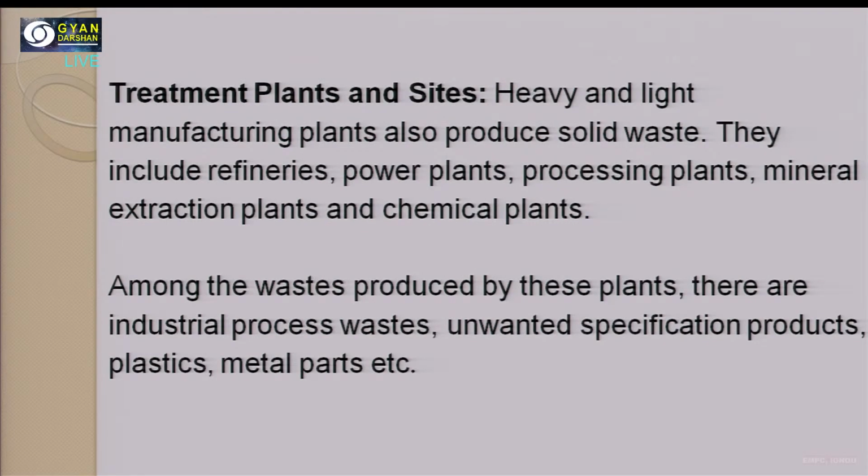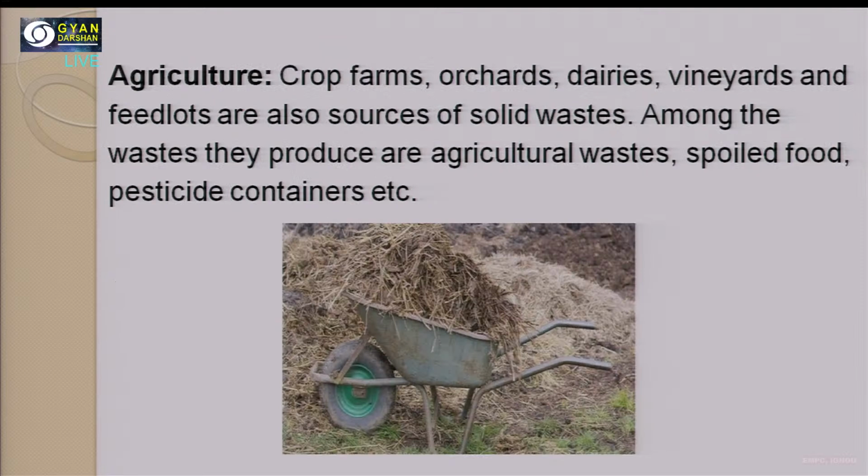Treatment plants and sites. Heavy and light manufacturing plants also produce solid waste. They include refineries, power plants, processing plants, minerals extraction plants, and chemical plants. Among the waste produced by these plants, there are industrial process waste, unwanted specification product, plastic, metal parts, etc.